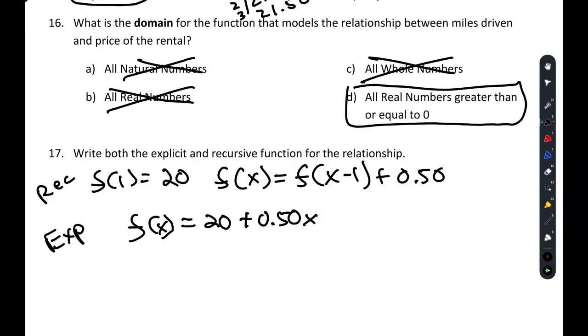And that's it. That is a quick little review over the study guide.